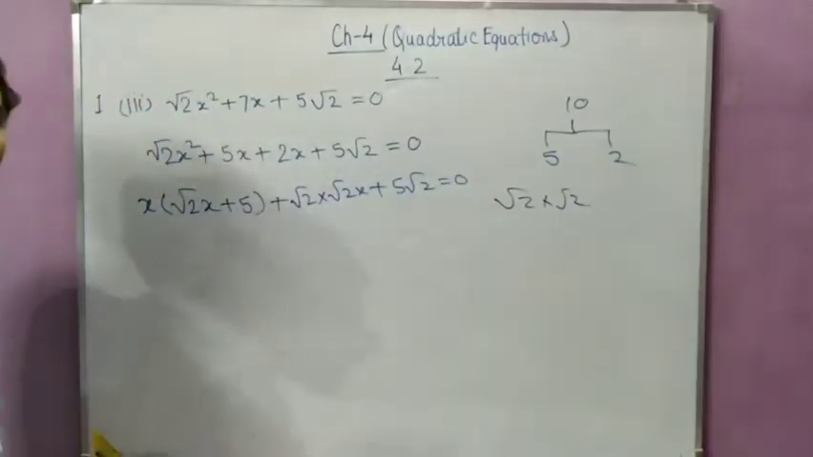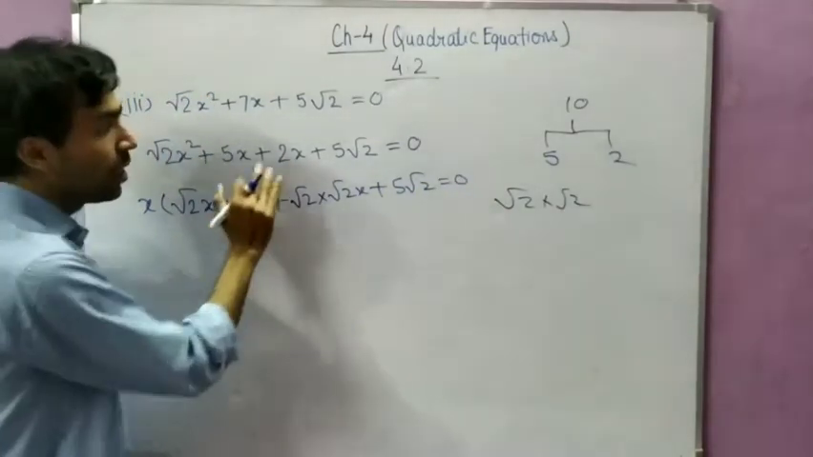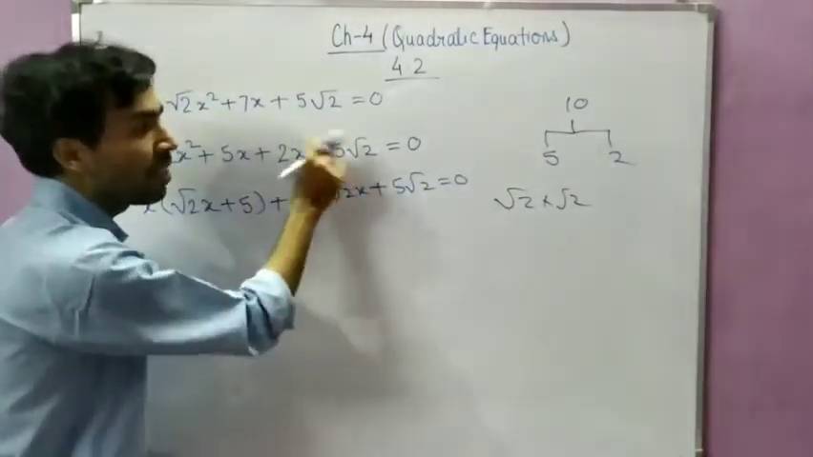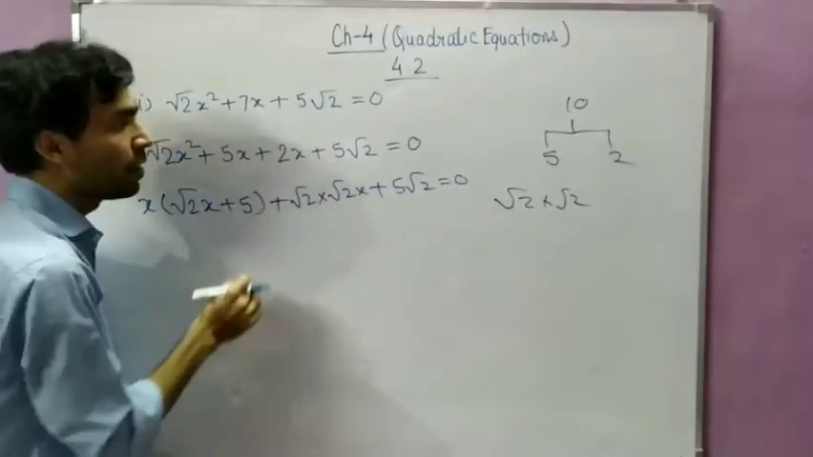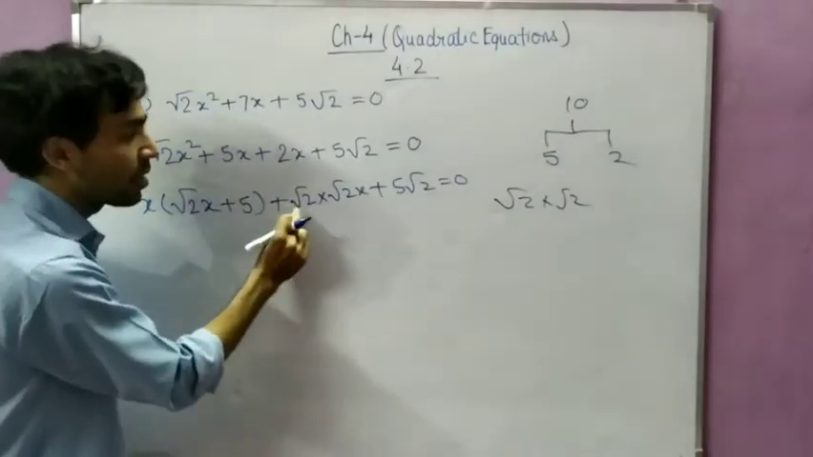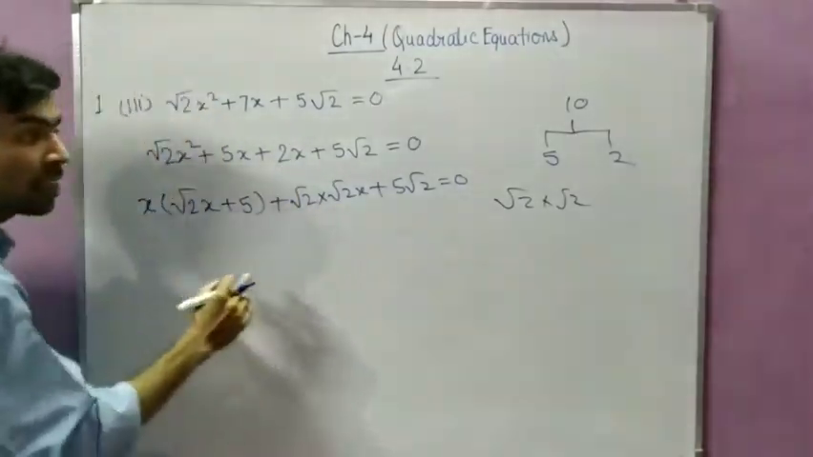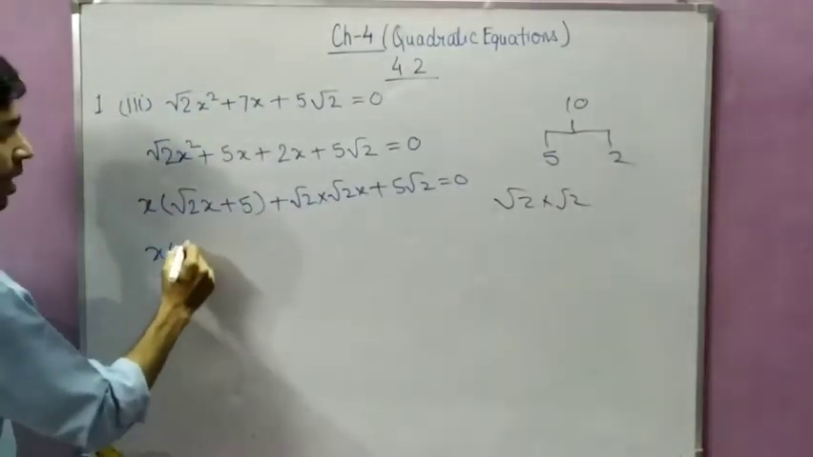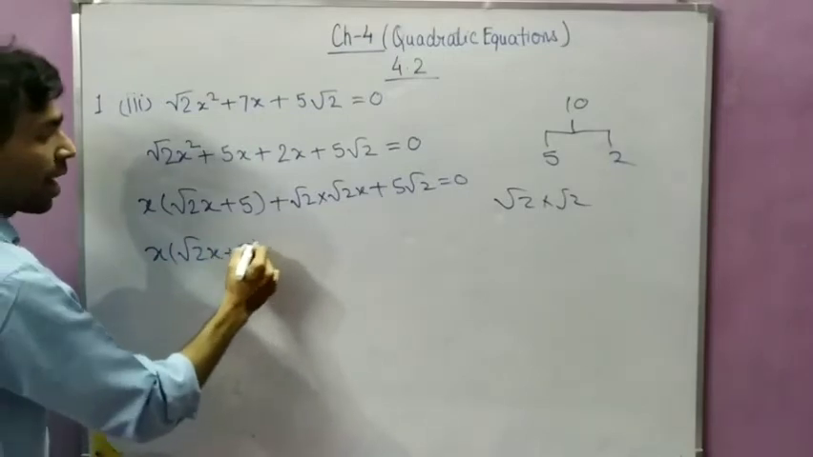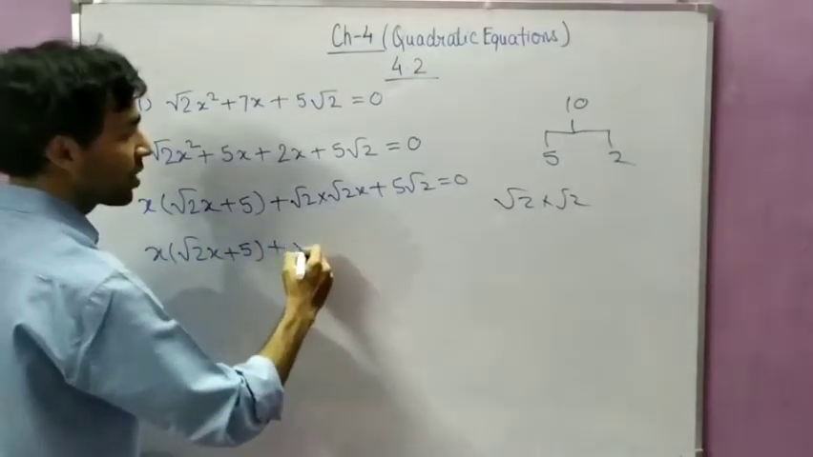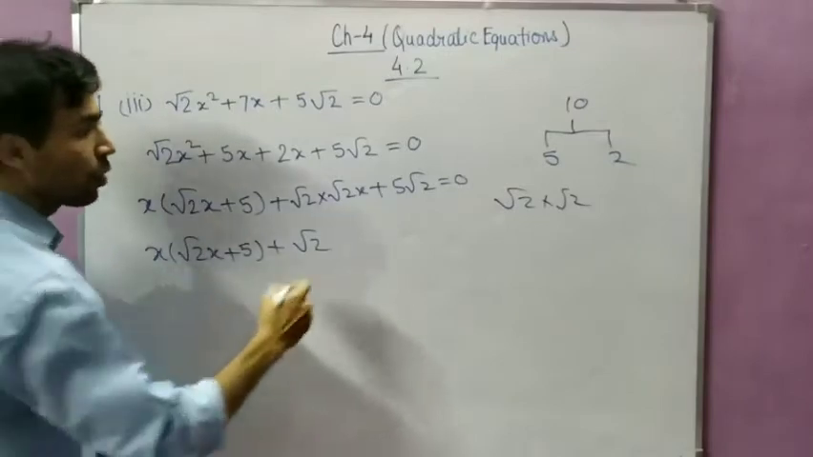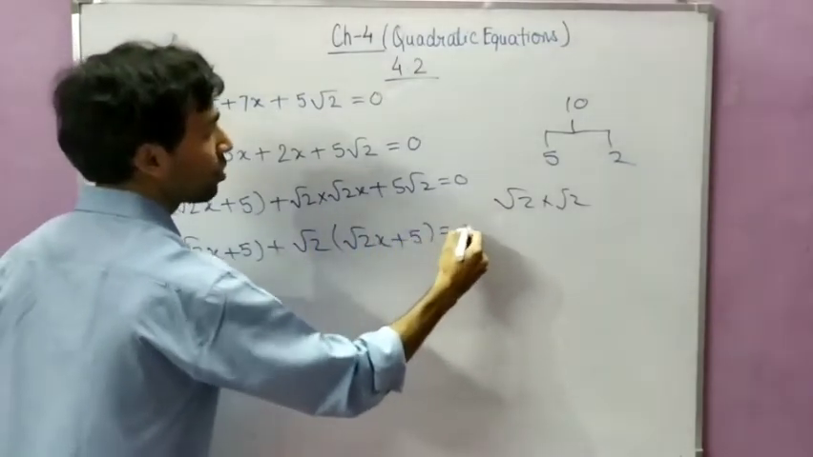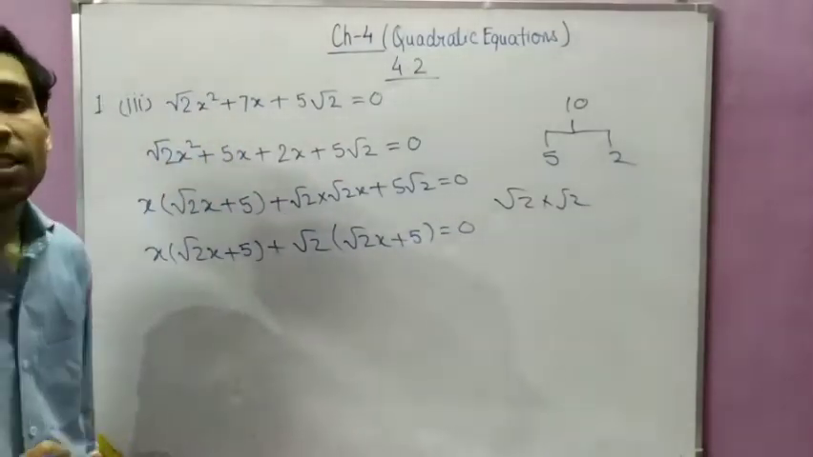Why have I done that? Because I saw 2 can be made of root 2, since root 2 is here, and by seeing them we cannot say anything is common. So I have written 2 as under root 2 into under root 2. Now we can take common between these two. This will be the same as previous, and in this part we will take root 2 as common. So when you take root 2 as common, you will get root 2x plus 5 equal to 0. Now our factorization is correct.